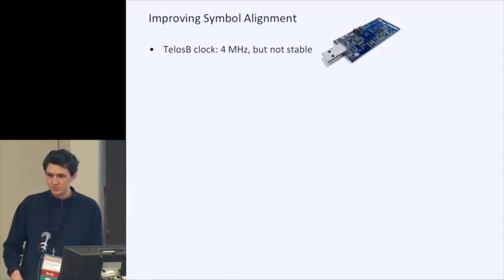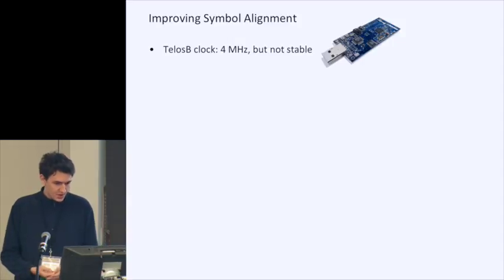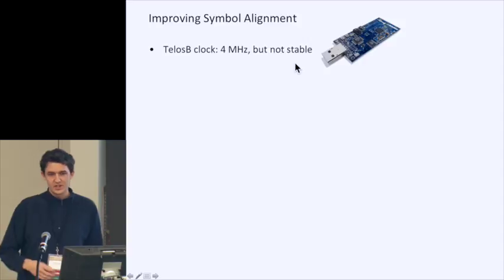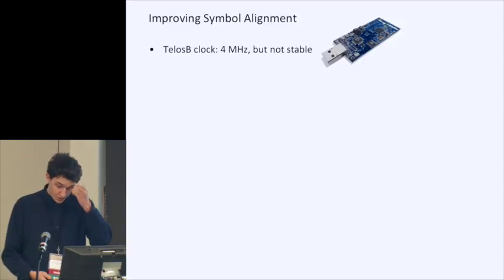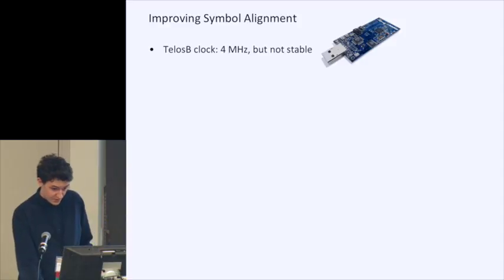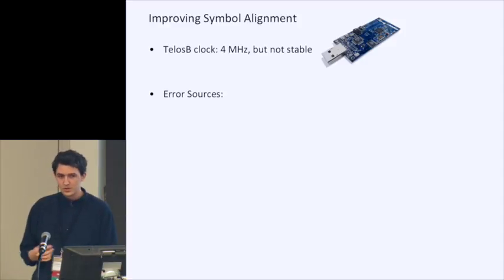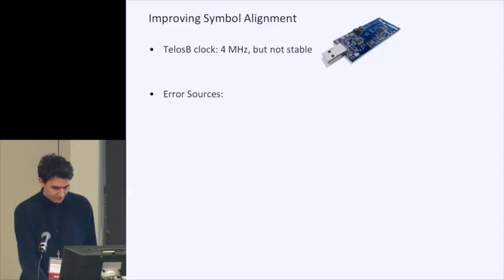We were using the TelosB, a commodity, very simple node, also very old by now. It does have a 4 megahertz clock, but that is not very stable. So getting this alignment to work was not very easy. The best we could do was this. We tried to reduce these error sources.